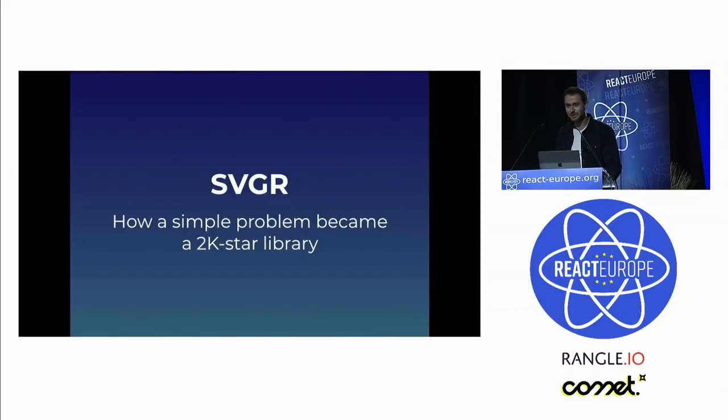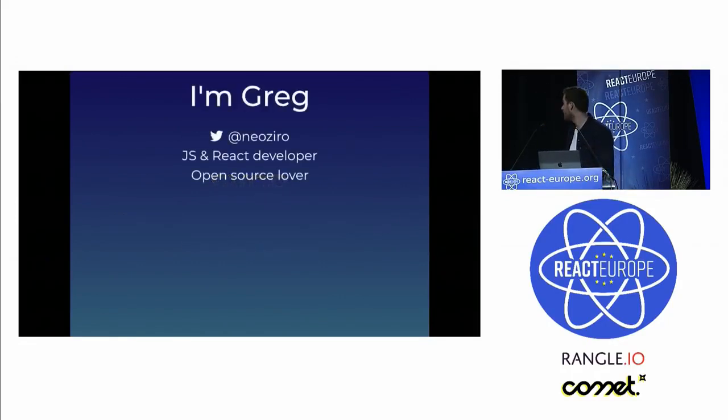And I'm going to talk about SVGO and how a simple problem became a popular library. First, I'm Greg. My Twitter is NeoZero. I'm a JavaScript developer and a React developer also. I'm also an open source lover. I maintain React Autoloader. I also created several libraries like Shipit, Just Puppeteer, and of course SVGO.